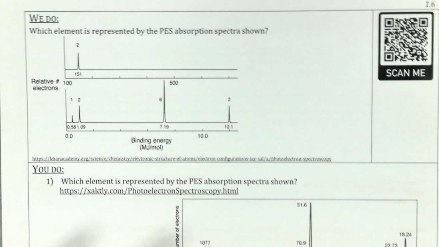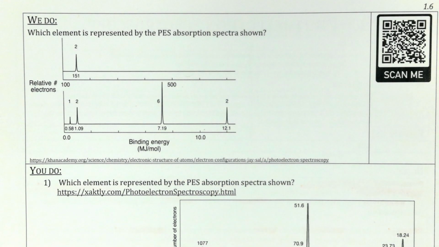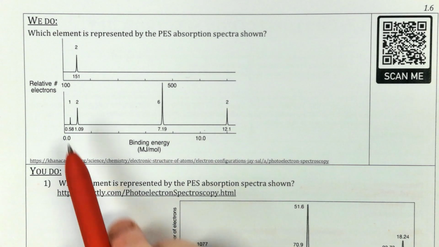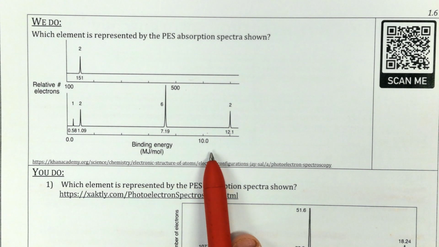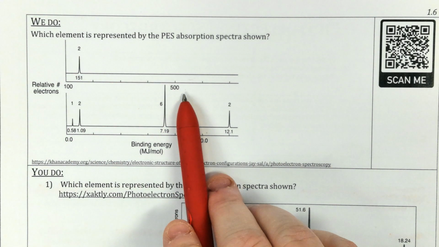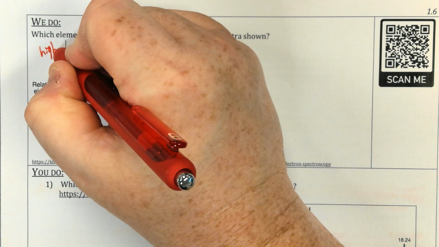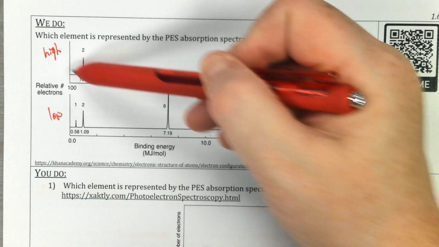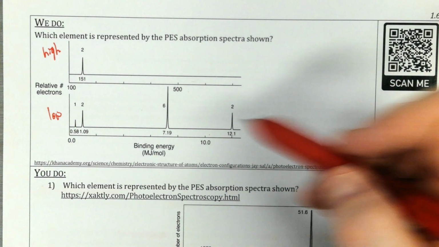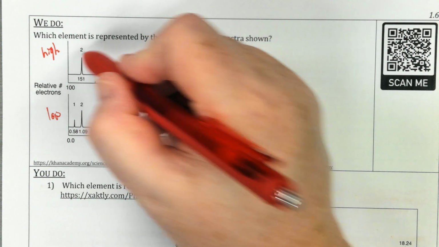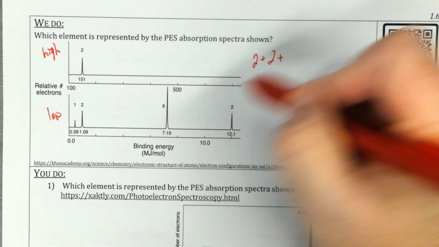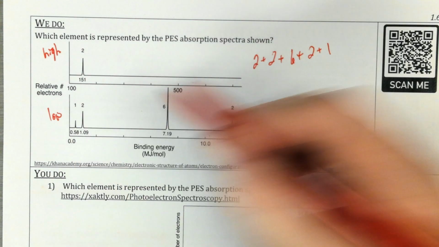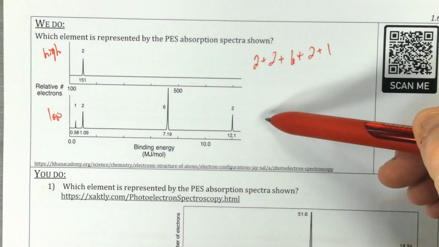So again, you have the video, so you can watch it. This is a stacked PES, but it says which element is represented. Okay, so we've got 0 to 10, and then we've got 100 to 500. So this is my high, and this is my low. So we're reading it from right to left. So I've got 2 up here, then plus 2 again, plus 6, plus 2, plus 1. So I'm going from right to left.